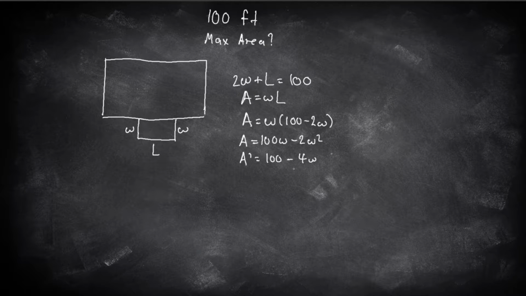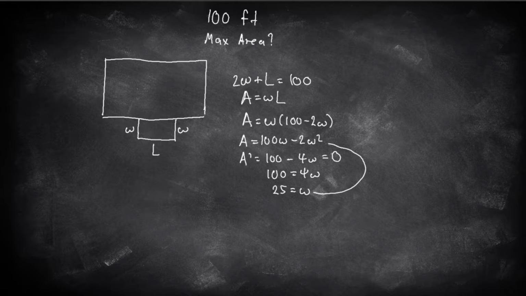So if we have a maximum area at some point, what will be the derivative at that point? Well, the keyword is maximum. So when we're dealing with max and mins, the derivative is going to be 0. So that means 100 is equal to 4W. Divided by 4, we get 25, which equals W.